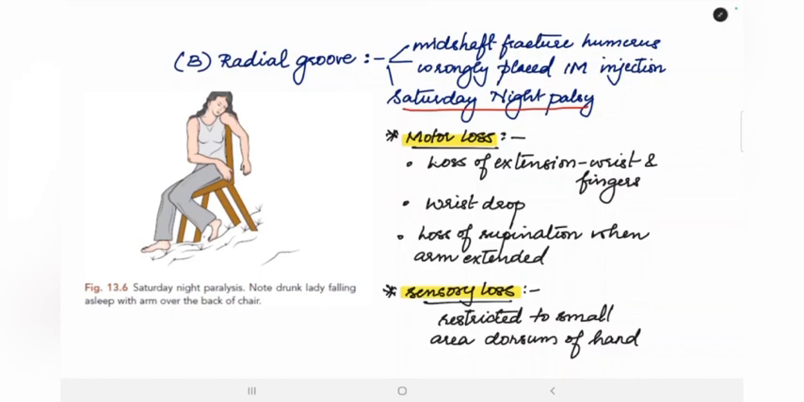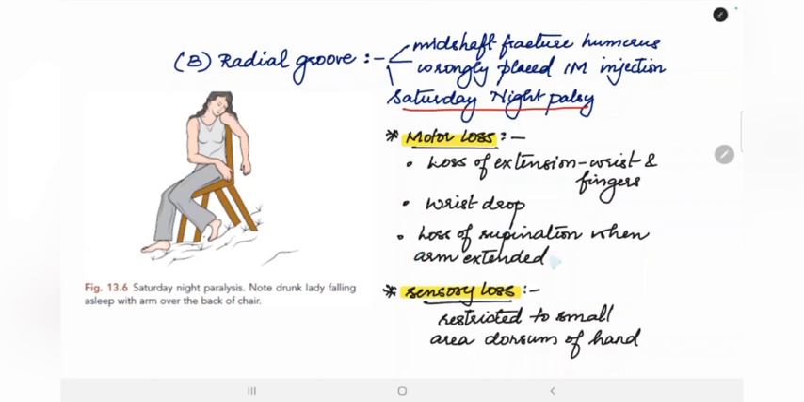So the injury to the radial nerve occurs most commonly in the distal part of the groove beyond the origin of the nerve to triceps and the cutaneous nerve. The clinical features observed in this case: the motor loss includes the loss of extension of the wrist and the fingers. There will be wrist drop.